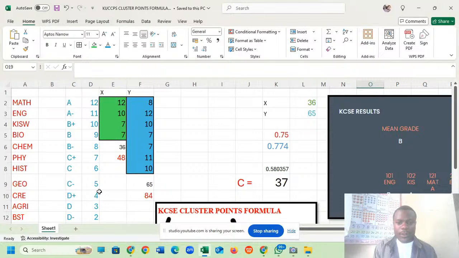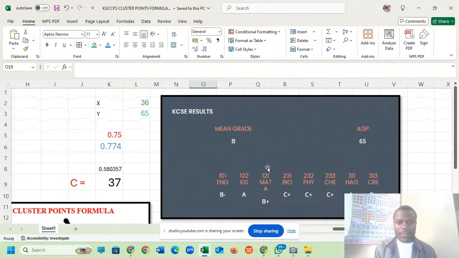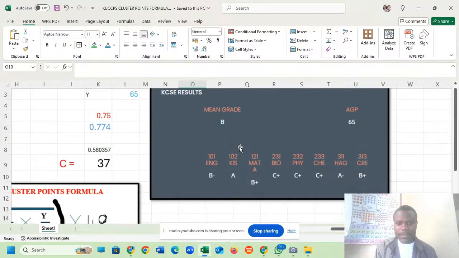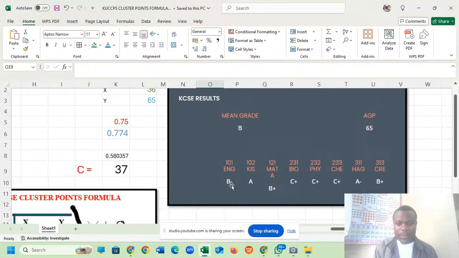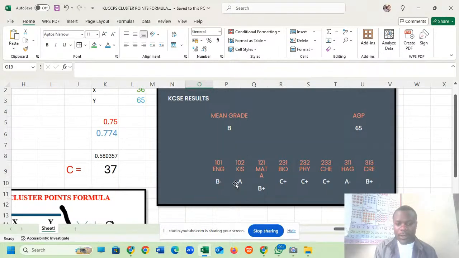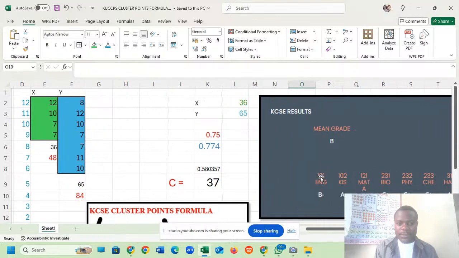During the calculation, let's use this example. These are the results of a KCSE student, picked from those of 2023 KCSE candidates. The four subjects that we shall pick during the calculation: we shall have one of the best performed languages, which is Kiswahili. I've picked Kiswahili here. We have 12 points because it has grade A. Then math is a must. In any course, math will be considered. So we shall have math.